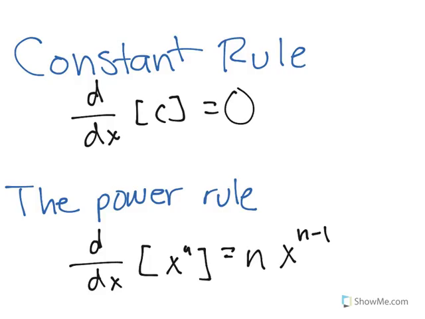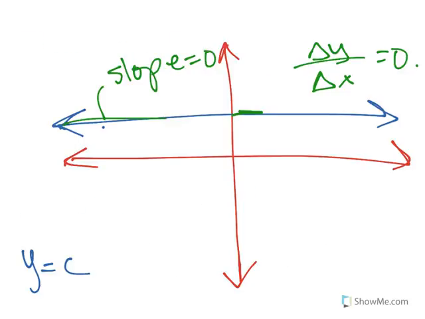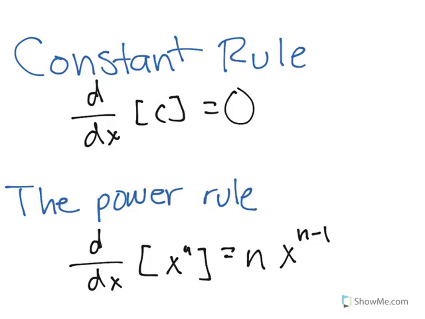The definition of derivative is just the slope of the line, or the slope of a tangent line. In this case, the tangent line is just basically the line itself. So the derivative of a constant is just 0.